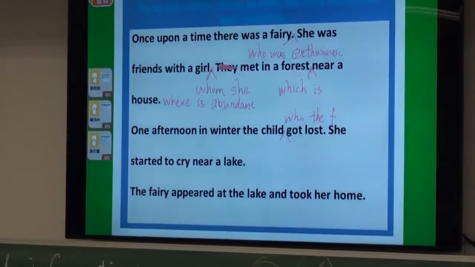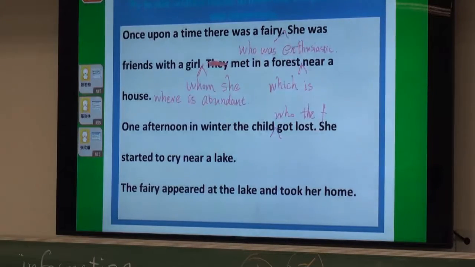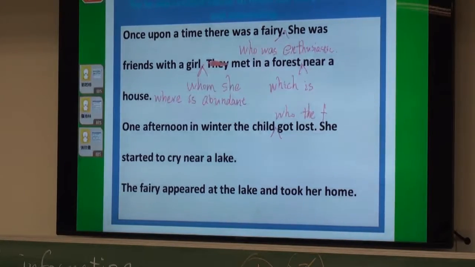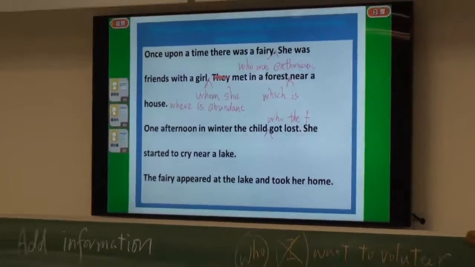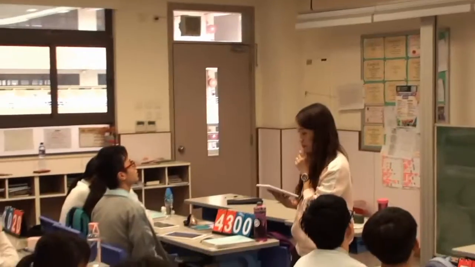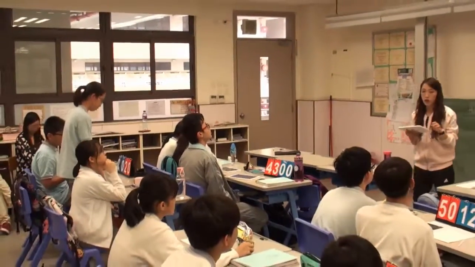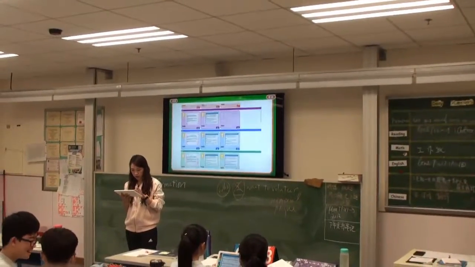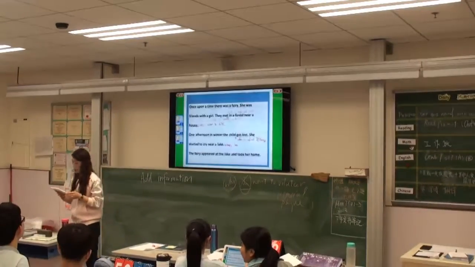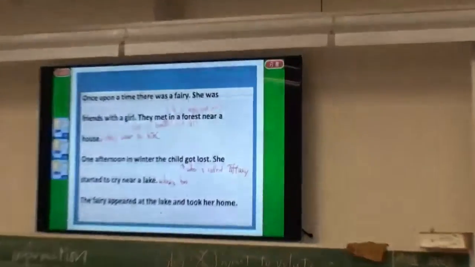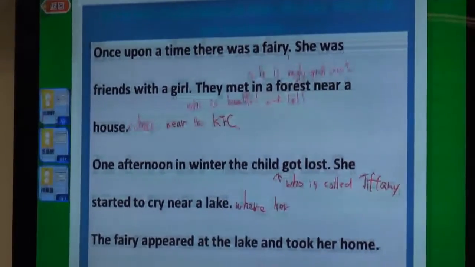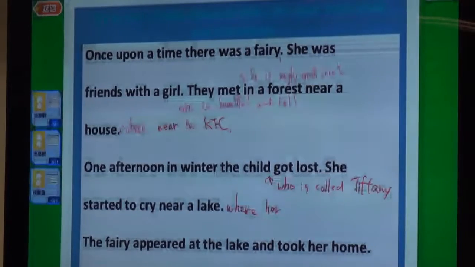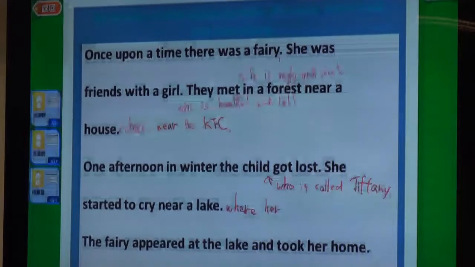Louder. Once upon a time, there was a fairy who was enthusiastic. She was a friend with the girl whom she met in a forest which is near a house where is a banana. So the first paragraph, right? Okay. So who wants to read the next part? Jasper, right? I know you are eager to read yours. Okay, so continue. One afternoon. Is it yours? One afternoon, louder. winter, the child who is constantly got lost. She started to cry near a lake where her mother lived there.